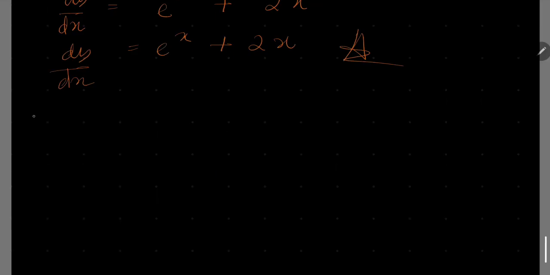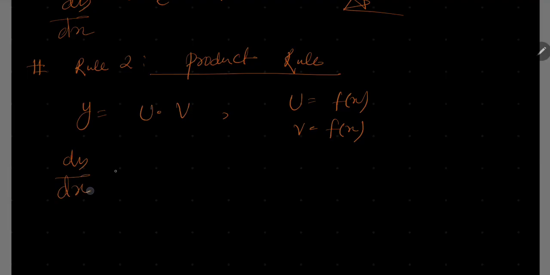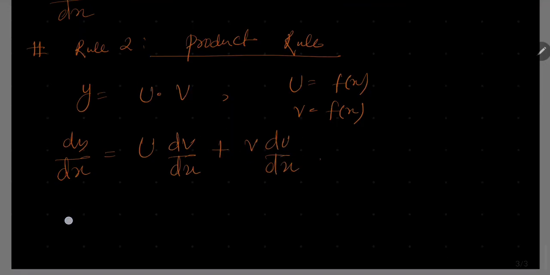Let's go to rule number 2. Product rule. Let's say y is equal to u into v. u and v are multiplying here. u depends on x, v depends on x. Now you have been asked to differentiate y with respect to x. What is the rule saying? Consider u as constant, differentiate v with respect to x. Consider v as constant, differentiate u with respect to x. This is the rule, simple.